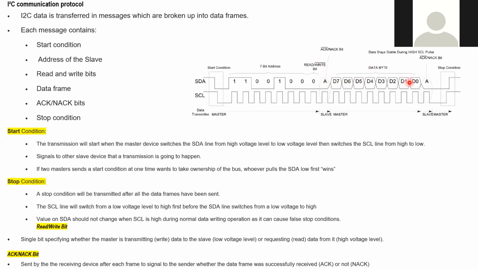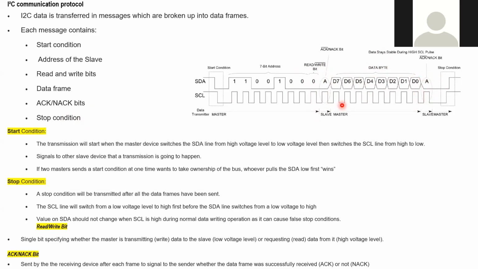We all know it will transfer only 8 bits of data, so D0 to D7, 8 bits of data. That is my data frame. Then the acknowledgement bit. The first acknowledgement bit is the slave device accepting that this is my slave address. That is the first acknowledgement, sent by the slave device after the address of the slave device. And the last one is when it receives the data, it will also send the acknowledgement.